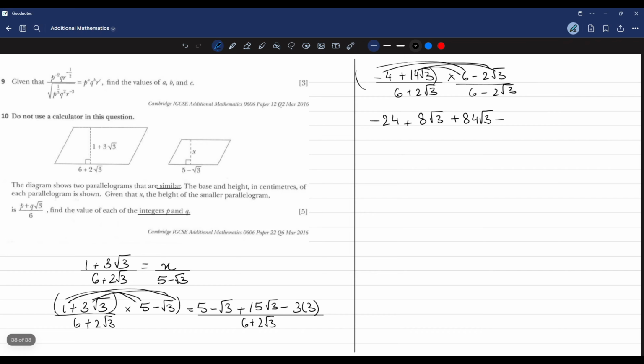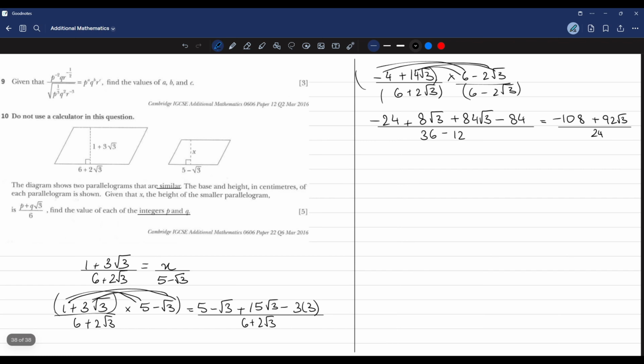And 84 because 14 multiplied by 2 multiplied by 3, wait a second, 14 multiplied by 2 multiplied by 3, that is going to be 84. Divided by 6 plus 2 under root 3 multiplied by 6 minus 2 under root 3. Again, a squared minus b squared is going to give us 36 minus b squared. What is b squared? 2 squared is 4 multiplied by 3, which is 12. Simplify this, we get negative 108 plus 84 plus 8, which gives us 92 under root 3, divided by 36 minus 12, which is 24.